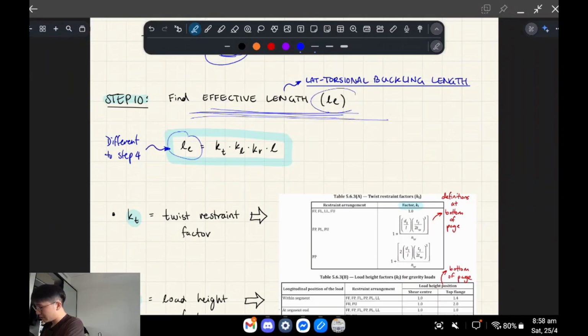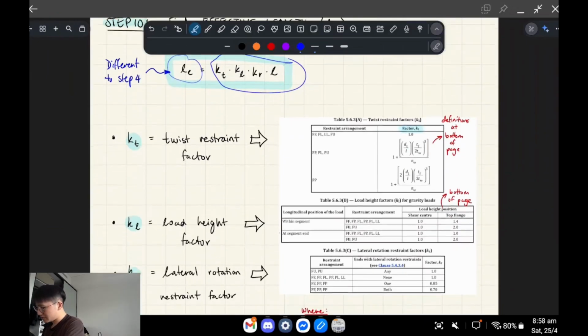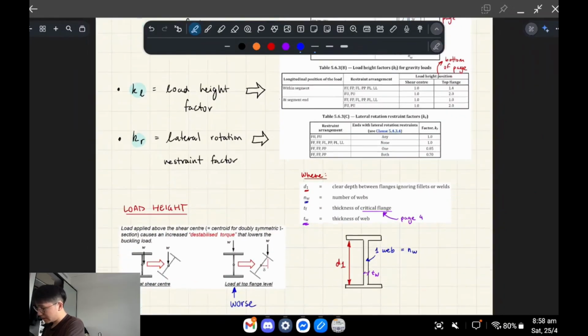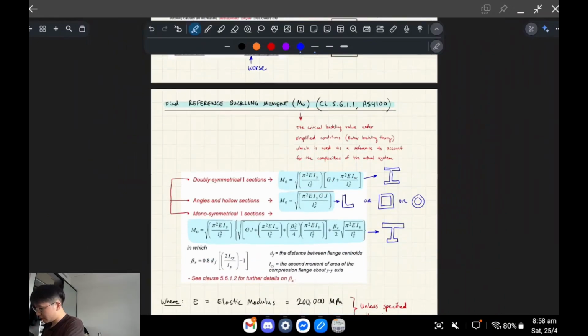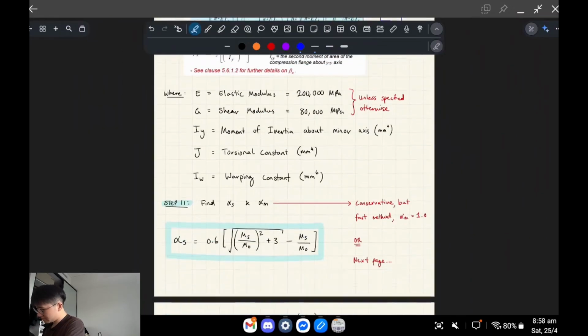So this is different to the compression one, right? The compression one's the one that you apply the gamma method for. The flexural one, you apply all these K factors that aren't the KE factor. So you have to apply the twist restraint factor, load height factor, and the lateral rotational restraint factor, right? So that's all from flexure.